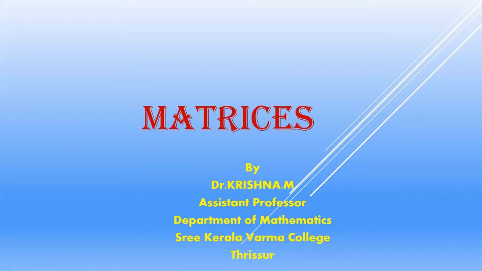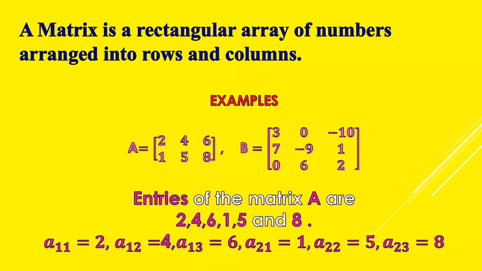I am going to teach you matrices. A matrix is a rectangular array of numbers arranged into rows and columns. Matrices are represented by capital letters A, B, C, etc. Here A is the matrix 2, 4, 6, 1, 5, 8. And B is the matrix 3, 0, negative 10, 7, negative 9, 1, 0, 6, 2.